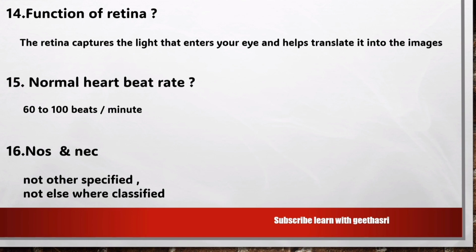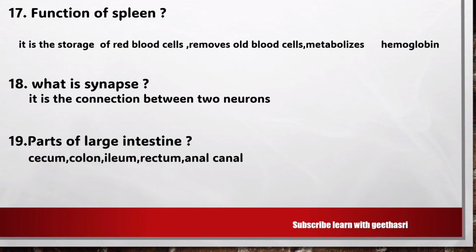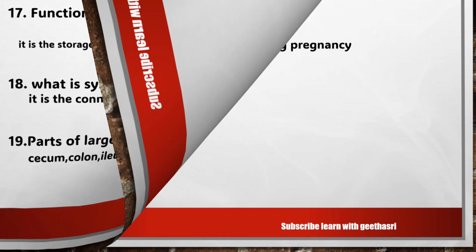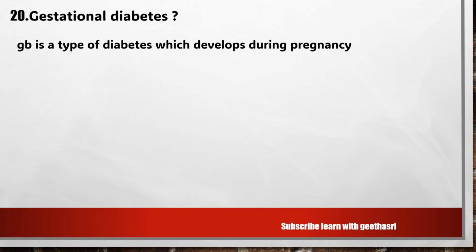Function of spleen. Spleen is the storage of red blood cells. It removes the old blood cells, cleanses the blood, and it metabolizes the hemoglobin in the blood. What is synapse? Synapse is the connection between two neurons. What are the parts of the large intestine? Large intestine will be having parts like colon, cecum, ileum, rectum, and anal canal. Gestational diabetes. Gestational diabetes is a type of diabetes which develops during pregnancy.